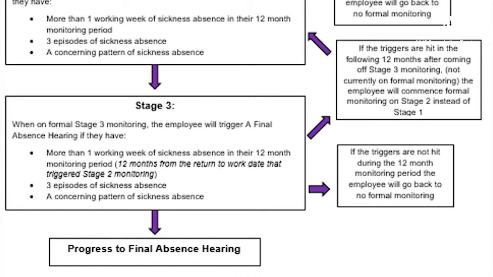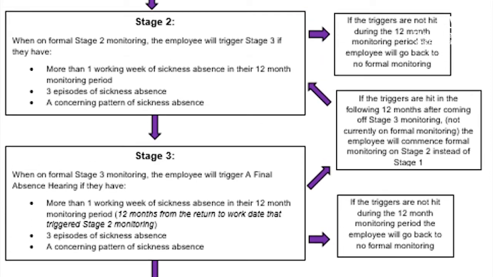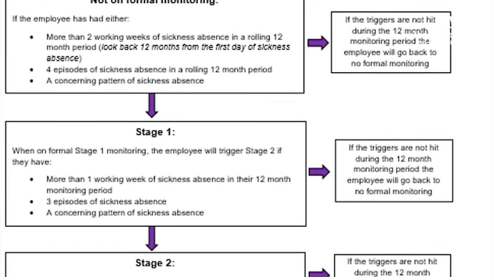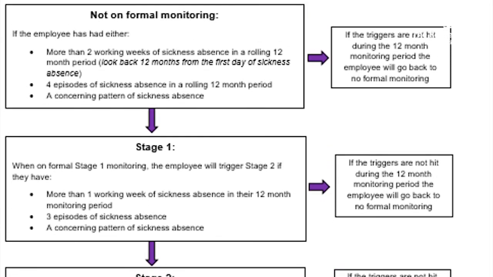However, say they don't trigger in that 12-month monitoring period and come off formal monitoring. In that next year, if they do trigger, you would expect the employee to go to stage 1. That is the case for people that have been on stage 1 and stage 2. But if they were previously on stage 3, they've come off monitoring, and trigger again, they go straight to stage 2.